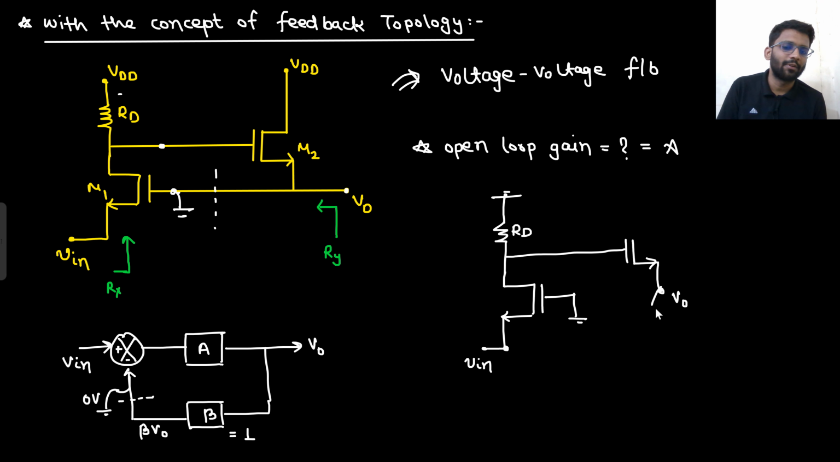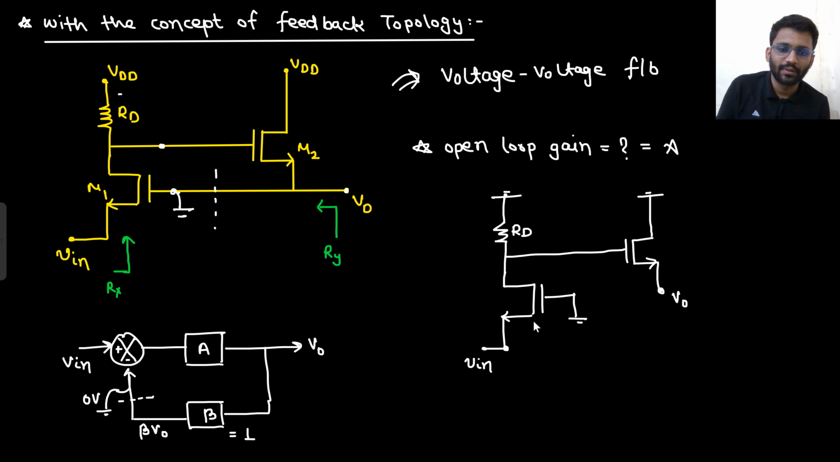If you make it short circuit, what will happen? V naught will go to 0. Then the question doesn't make any sense, right? So here I will keep it open-ended and this VDD is also 1. Now I can tell all the values. What values can I tell? I can tell you, we are talking about open loop now.